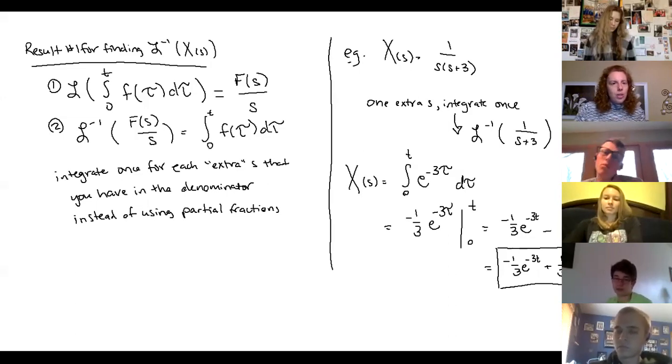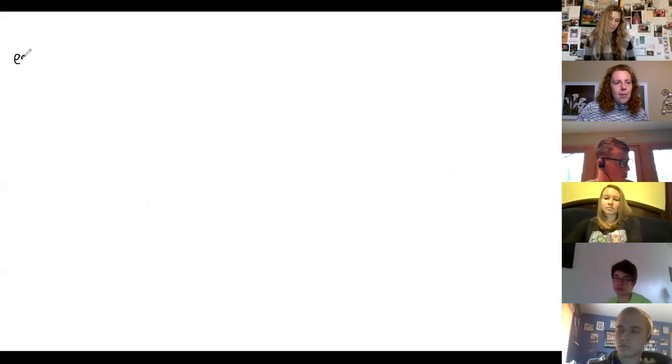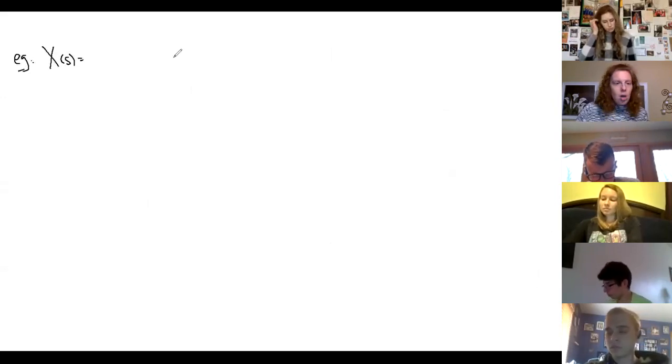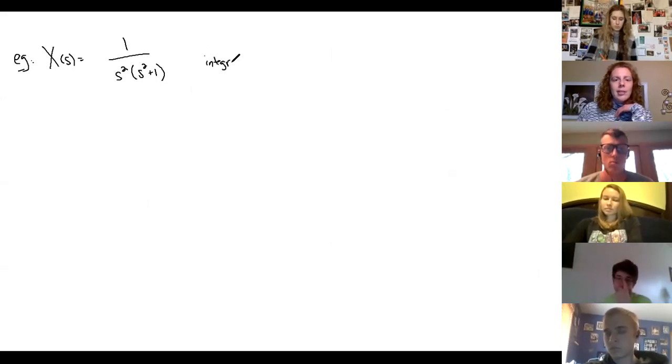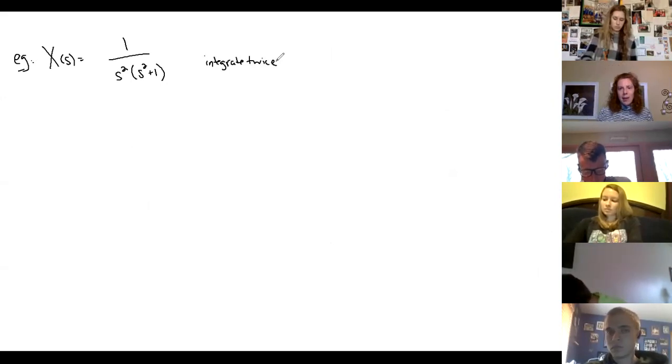So again, we're jumping into the middle of the problem. Here we go. Capital X of s is 1 over s squared times s squared plus 1. That's my capital X of s. In this case, we need to integrate twice. There are 2 extra s's in the bottom. There's an s squared, so therefore I need to integrate twice.